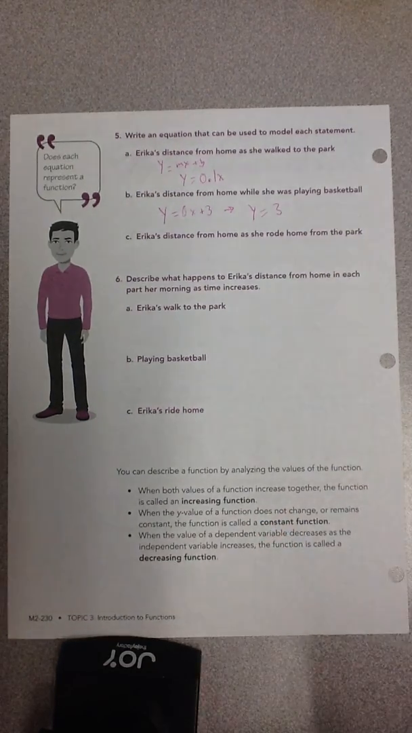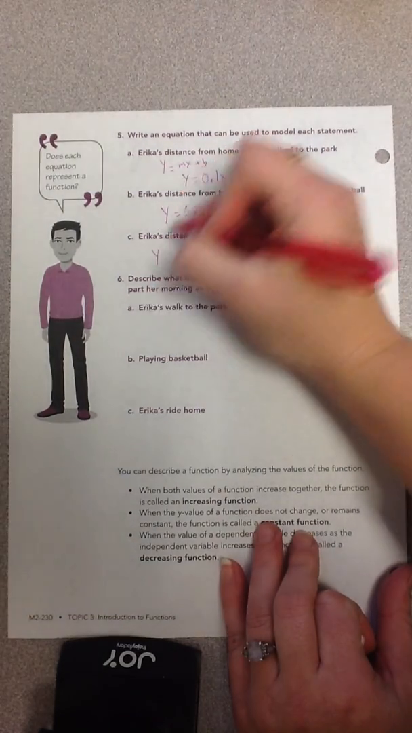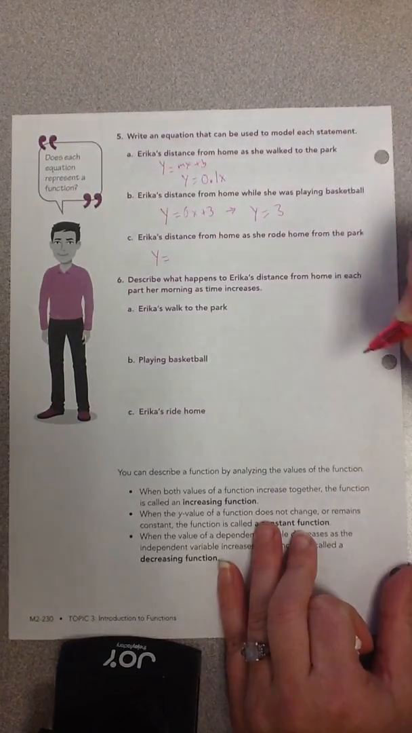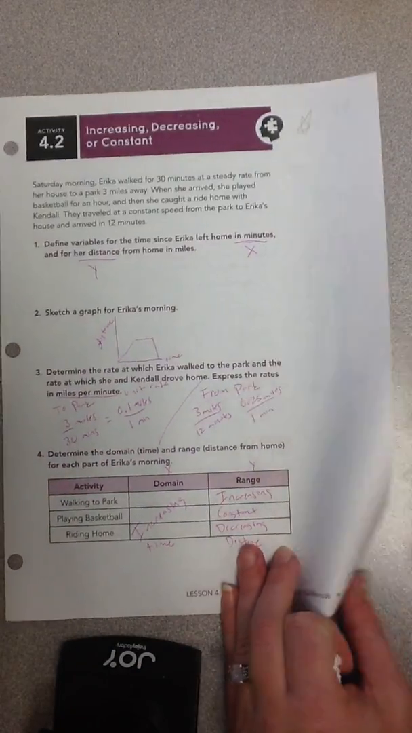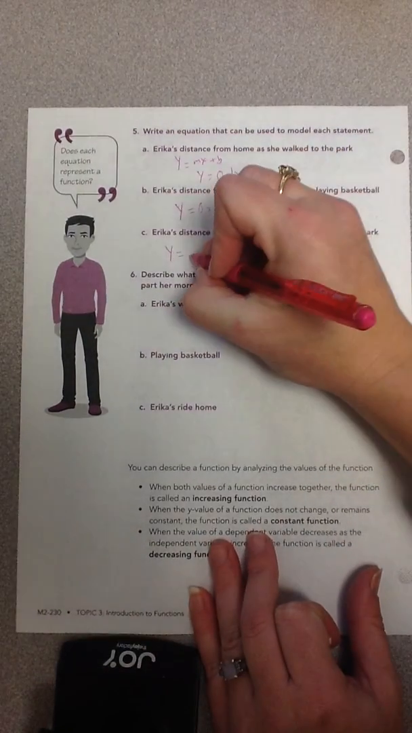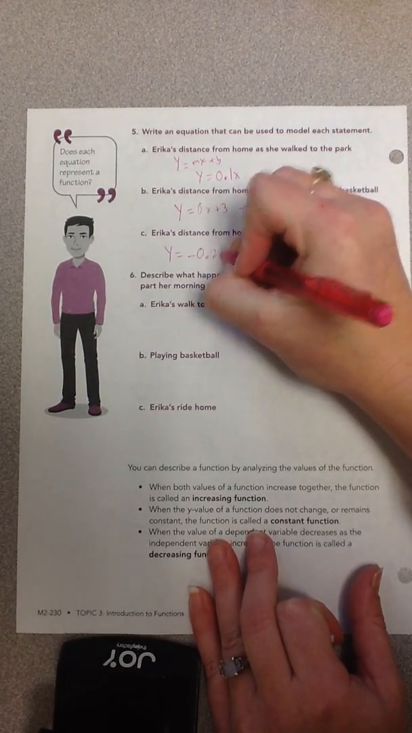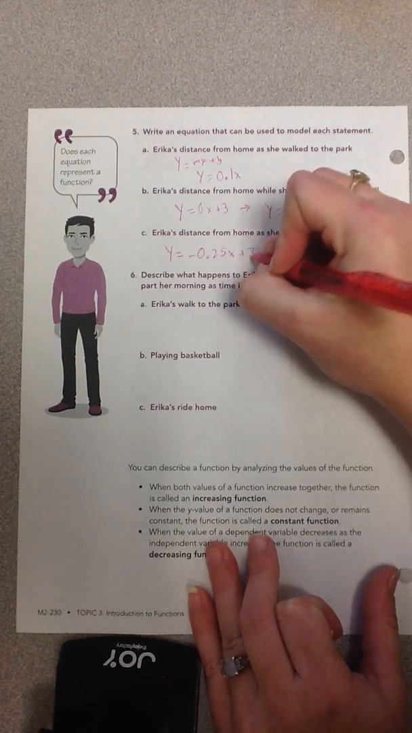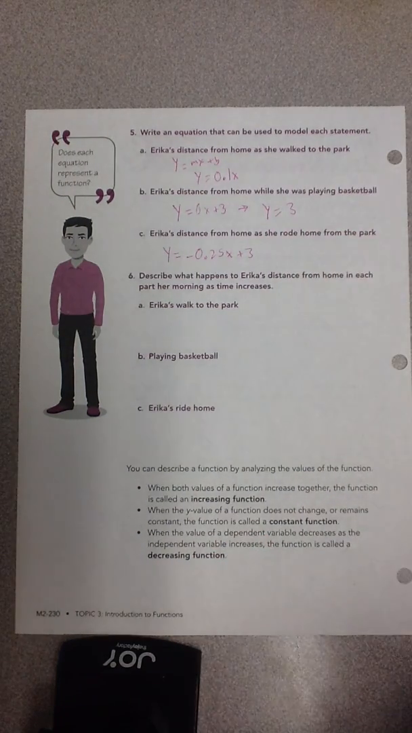And then Erica's distance from home as she rode home from the park. So now remember, it's decreasing because she's going back home, and it was decreasing 0.25. So negative 0.25x, and we're starting at 3, and then it'll go down.